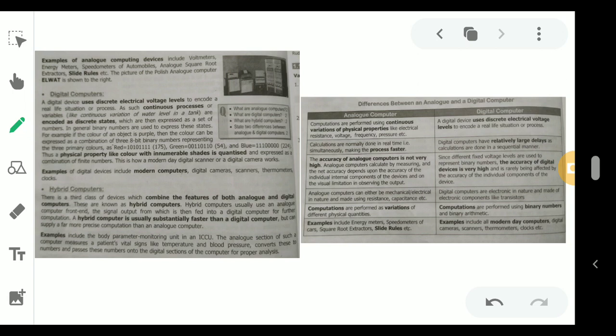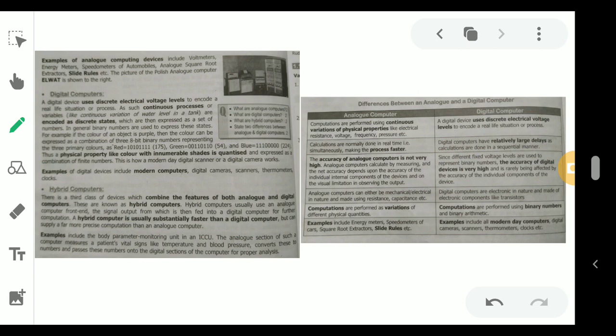Now, in an analog computer, calculations are normally done in real time, that is simultaneously, making the processing very fast. Digital computers have relatively larger delays as the calculation is done in a sequential manner, one after another. So as it is done sequentially, the time required for processing is more compared to analog devices.